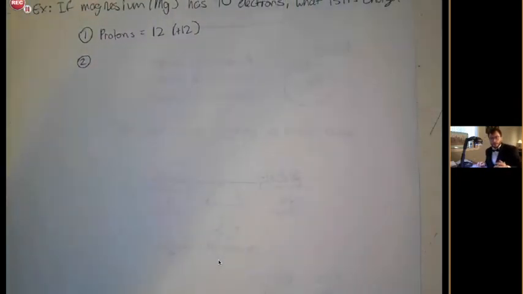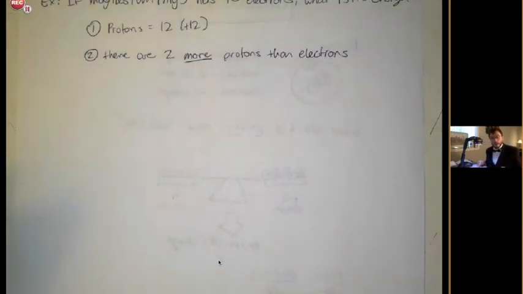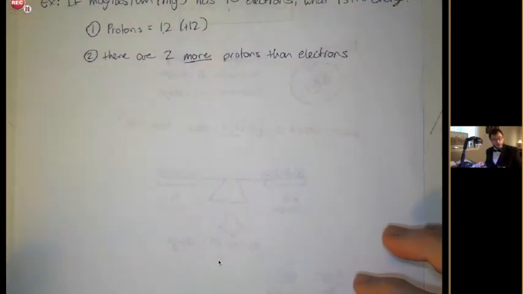Now, for number 2, notice something here. I'm going to write down this logic so you can see my train of thought here. What we're saying here is that there are 2 more protons than electrons. Did you guys notice where I'm getting that from? Magnesium has 12 protons, but in the problem, it says that magnesium has 10 electrons. So there's 2 more protons than there are electrons.